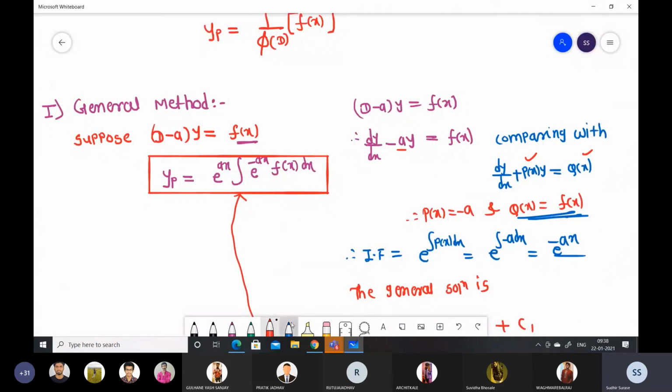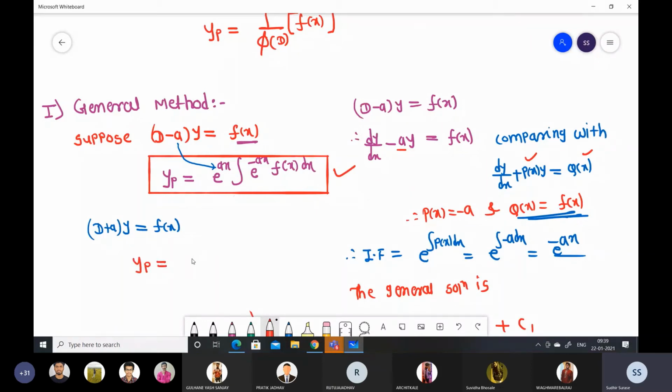Whenever you have such a differential equation d minus a, if there is a negative a, then you have to take it outside as a positive a. And for example, if you have another case, instead of d minus a, if you have d plus a, where a is any constant, d plus a y is equal to f of x. Now you tell me what will be the formula by looking at this formula. What will be the formula in this case?